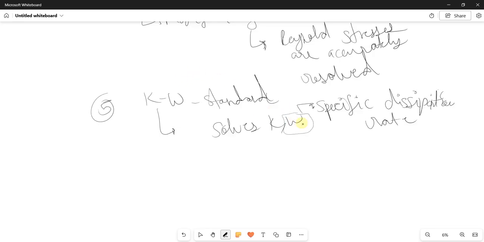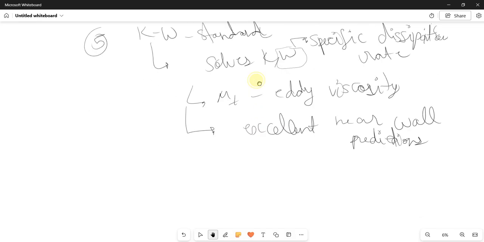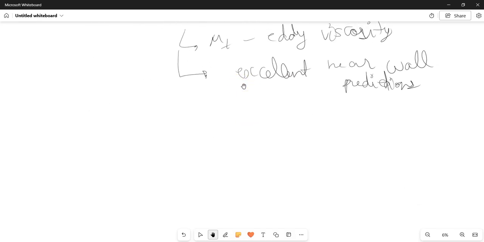So K omega solves for K and omega, and this is related again to your scales. You go with each hierarchical stage, and for each stage you calculate the dissipation rate, right? So it's very specific. Here again, after calculating these two, you calculate nu t, that is your eddy viscosity, right? The advantage of this is that it has excellent near wall predictions. So it resolves the wall regions, the boundary layers, or the boundary separation layers very accurately.